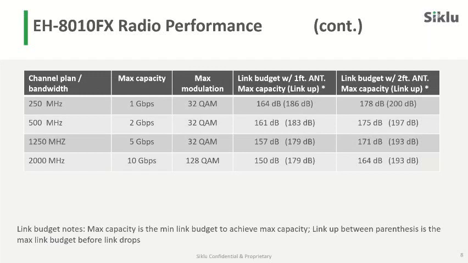And we are showing here on the chart additional numbers, for example, the ability to get a link up at full capacity 2 gigabit with 175 dB on the 2-feet antenna, and maintain the link up with a lower capacity at 197 dB. So you have quite a number of options for the capacity that you need and the link budget, depending on the size of the antenna and the distances that you're going to want to cover.